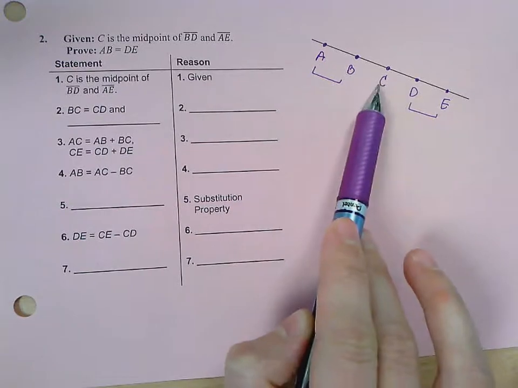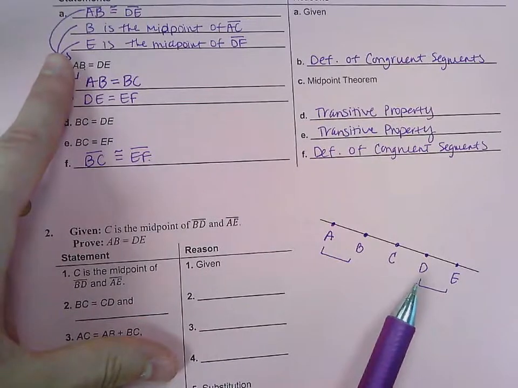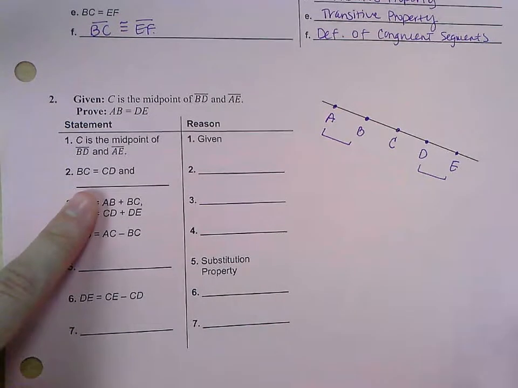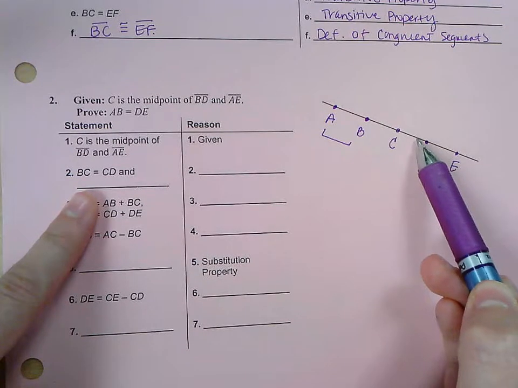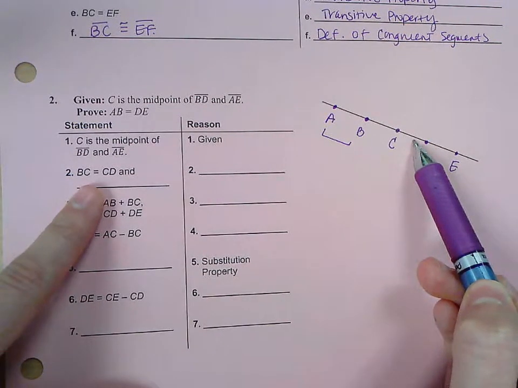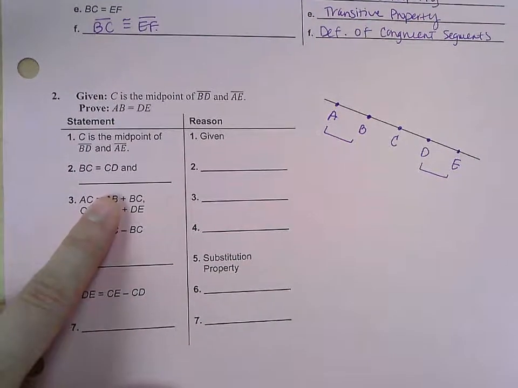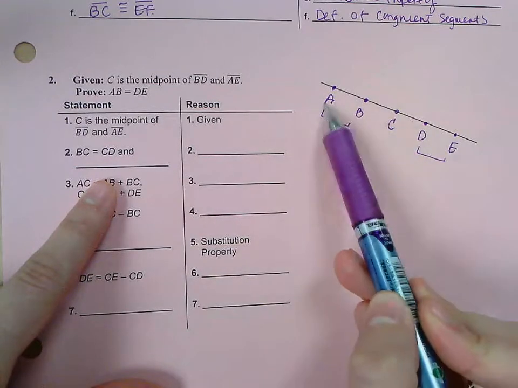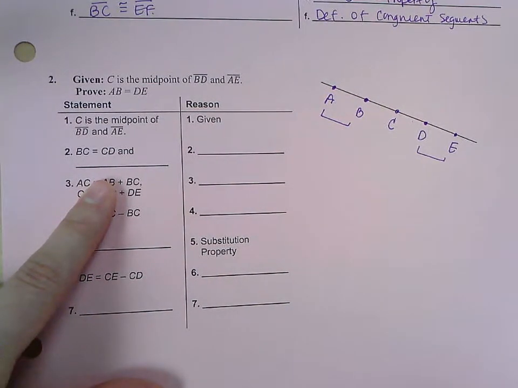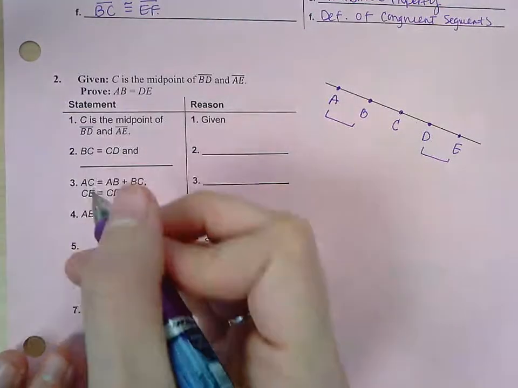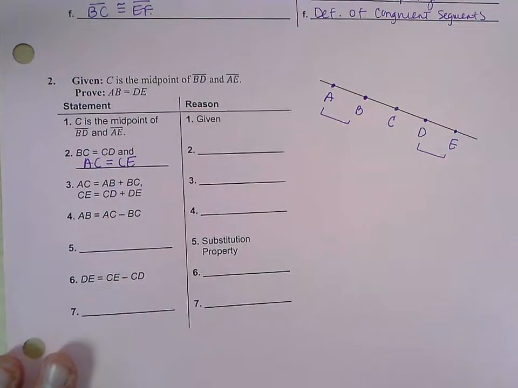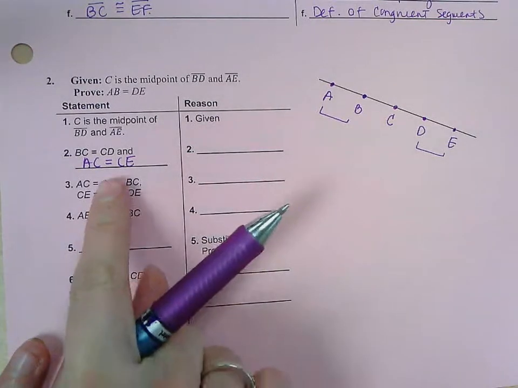If you know C is the midpoint, it's kind of like we set up here. If you know you have a midpoint, you know you have congruent segments. So it's saying we know then that BC and CD are equal. And what else would we know is equal? If C is the midpoint of AE, what could we also say is equal? Angela? Yes, AC is equal to EC or CE. If you said EC, that's fine. It's the same thing. What reason is that?